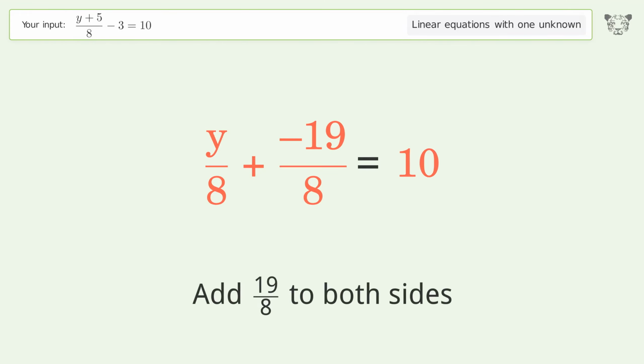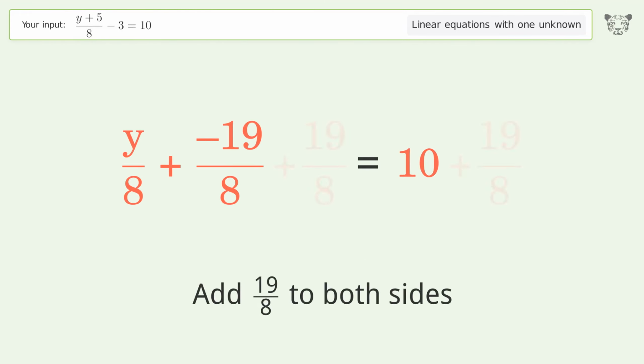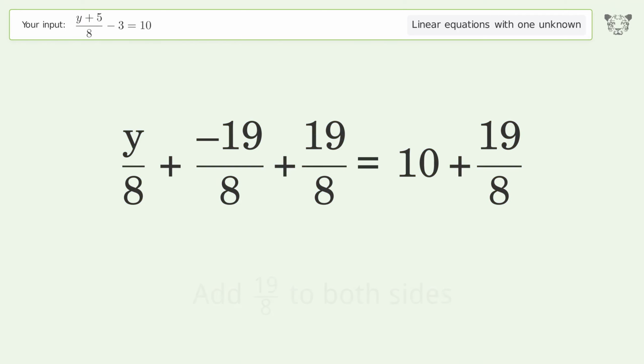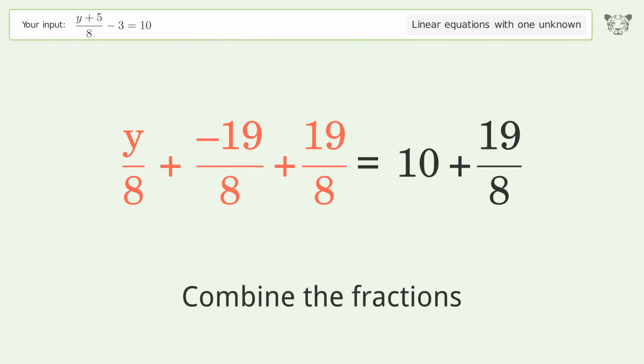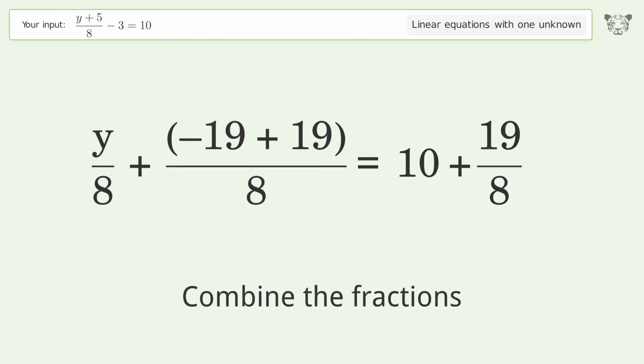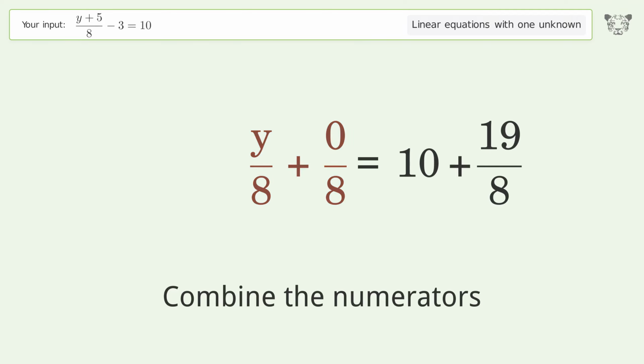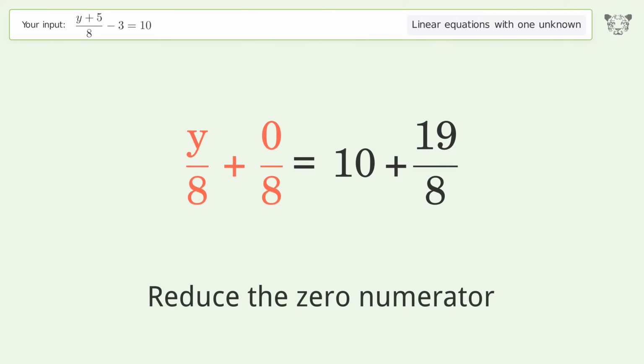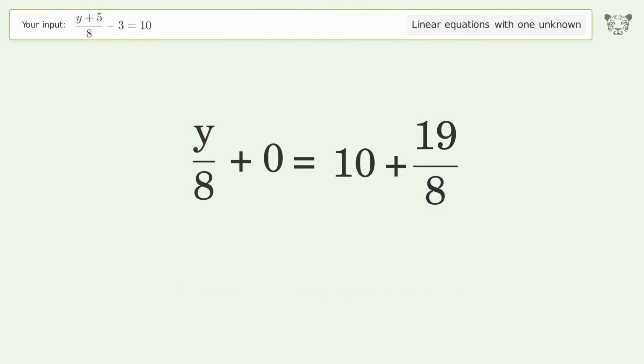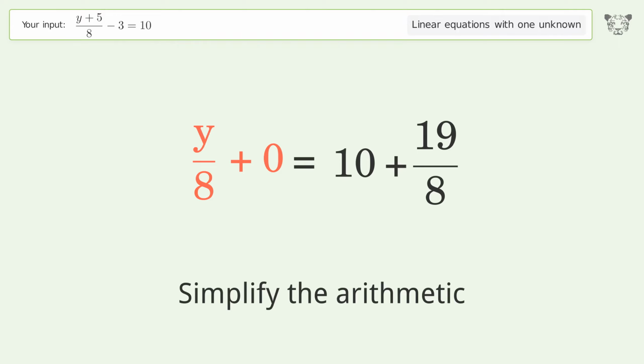Add 19/8 to both sides. Combine the fractions. Combine the numerators. Reduce the zero numerator. Simplify the arithmetic.